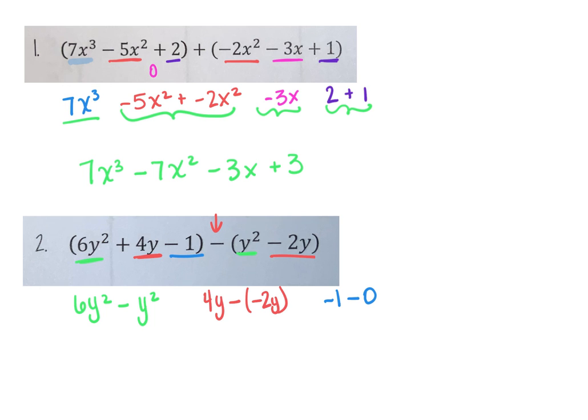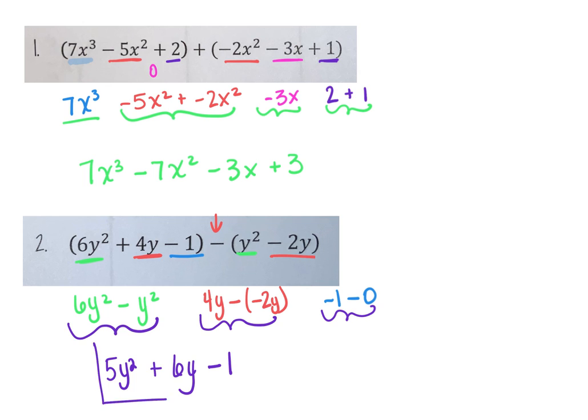And then simplify it. 6y squared minus 1y squared gives me 5y squared. 4y minus a negative 2y gives me positive 6y. And then negative 1 minus 0 gives me negative 1. 5y squared plus 6y minus 1 is my answer there.